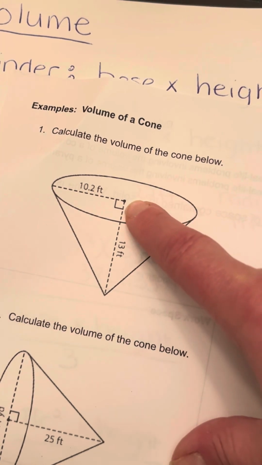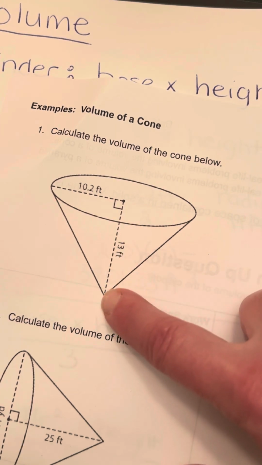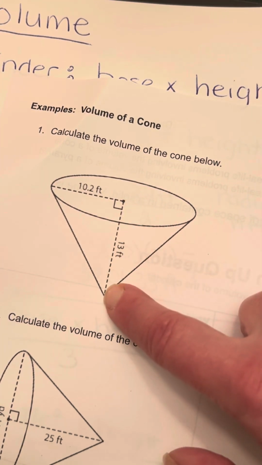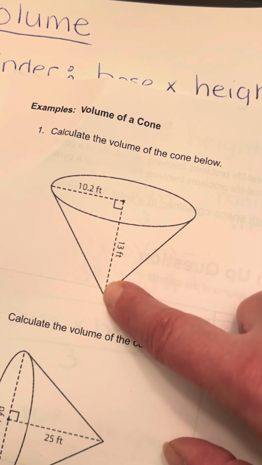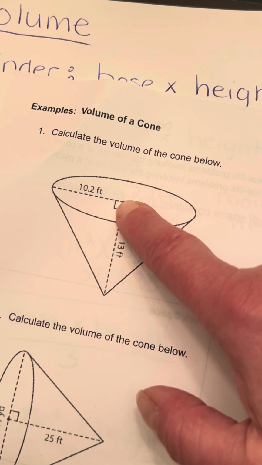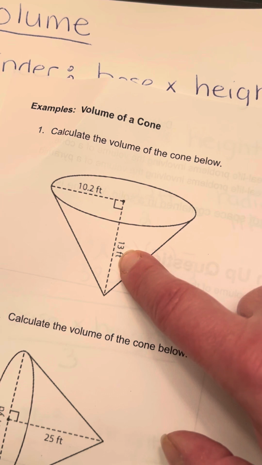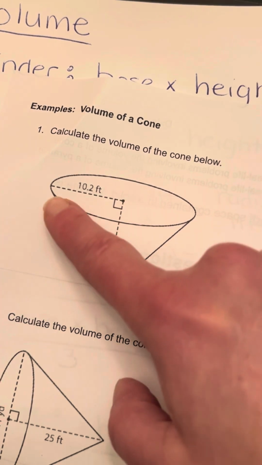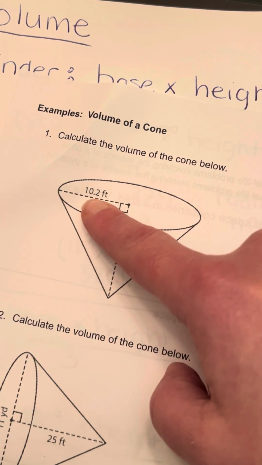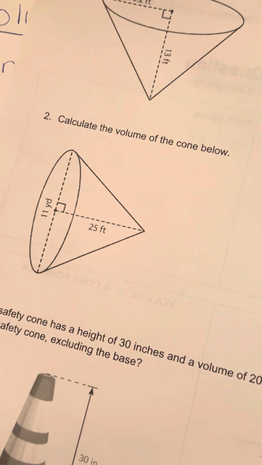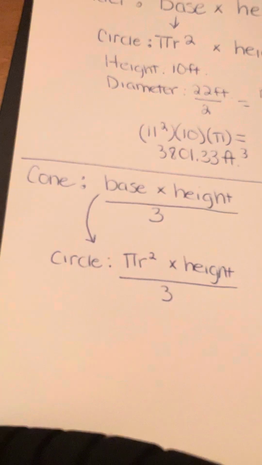The height of this cone is from the top of it down to here, which is the point of the cone. So that is your height, and the height has always got to be from the center of the base to the tippity top of that cone. And so that is 13 feet. Then our radius, which is from the center to any outside edge of that circle, in this case is 10.2 feet. So we need to take a look at the formula for the volume of a cone.